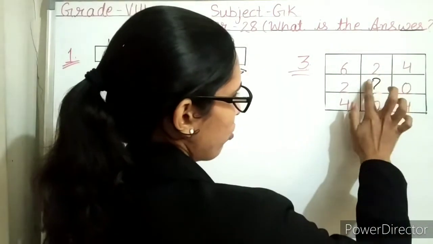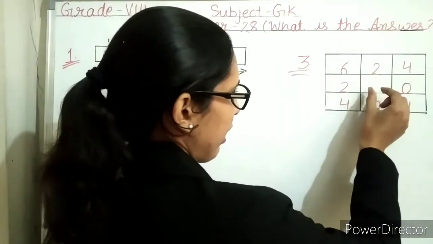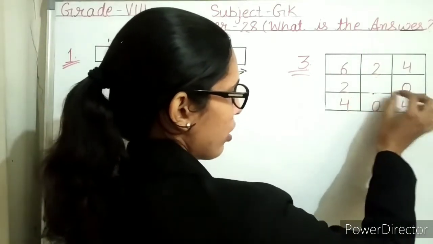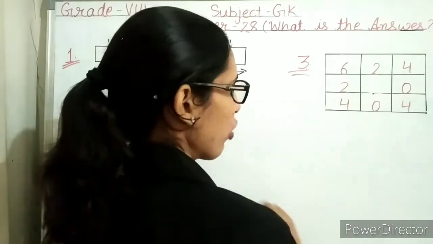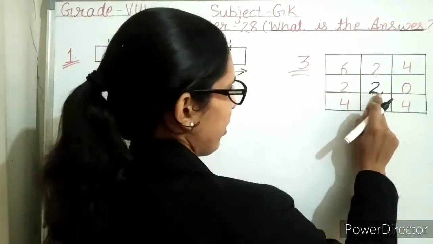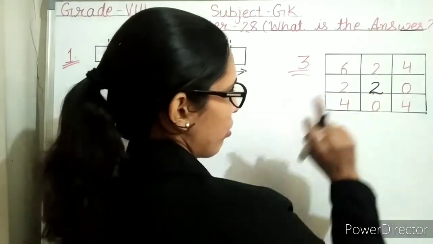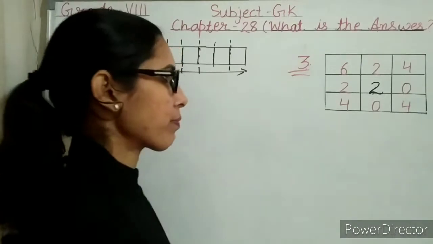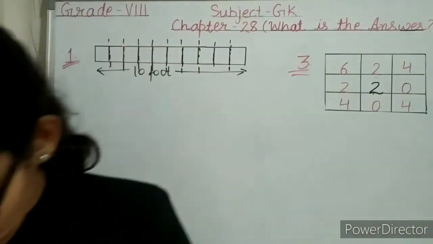So if here I want to get the number, what will I have to write? I have to write such a number so that I can get 0 if I subtract this number from the first one. So what will be here? 2 will come. 2 minus 2 is equal to 0. Top to bottom also 2 minus 2 is equal to 0. So here the answer is 2.